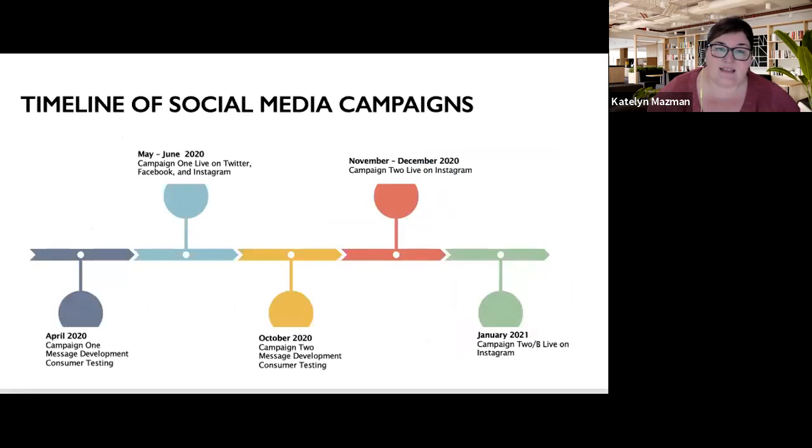So this is a timeline of our social media campaigns, and we're going to talk through all of them. Through each slide, I have a little ticker with a box around where we are in the process so you can see. I just wanted to give you this overview. Over the last 10 months, we've consumer tested, promoted, and analyzed 2 full social media campaigns for youth and young adults. And then one smaller companion campaign that I call campaign 2B. And that actually just wrapped up. So that ran through January 2021.